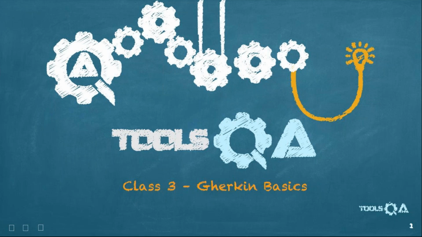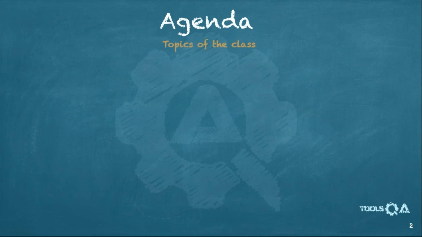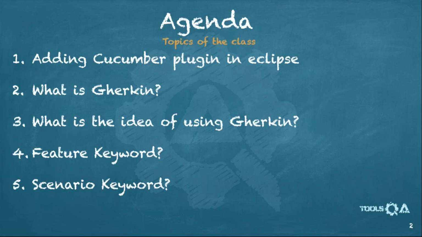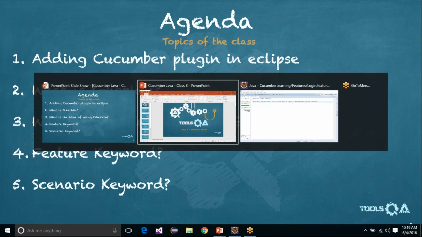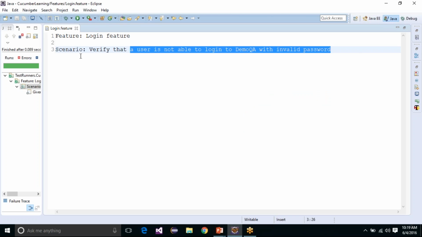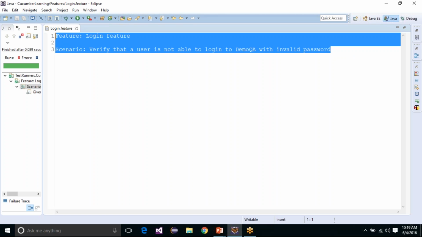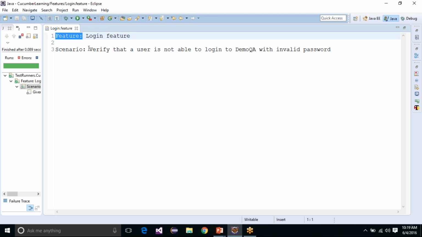Before that, let me quickly take you through the agenda today. The first thing that we will learn is to add a Cucumber plugin in Eclipse. This plugin is required to have certain visual differences in your feature file. Right now, if you look at your feature file, it is a pure text file. There are no different colors for the keywords. So using this plugin, we will be able to see differences in the way this feature file is shown to you.